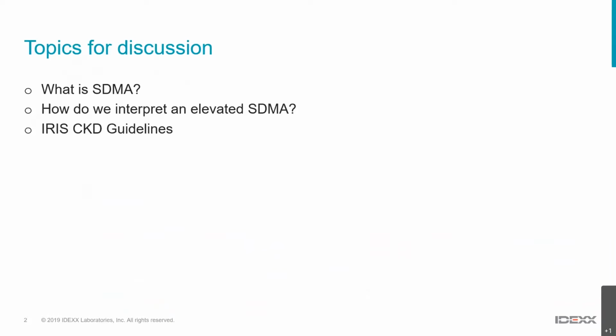Prior to getting into the IRIS CKD guidelines themselves, we're quickly going to recap on what exactly is SDMA and how do you interpret an elevated SDMA. The key point to remember is that increased SDMA does not necessarily mean chronic kidney disease. We need to make sure we are doing a complete investigation when SDMA is increased so that we don't lose sight of the aspect of SDMA that is not CKD related prior to assigning a patient as having CKD.